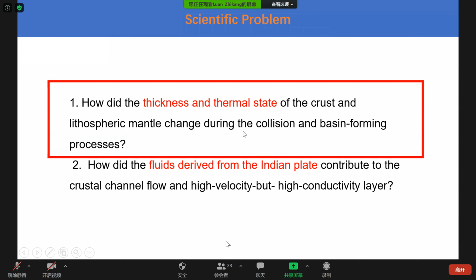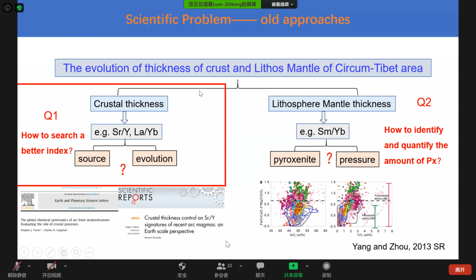And the next one is how did the flows derived from the Indian plate contribute to the crustal channel flow and the high velocity but high conductivity layer? The first step, we pay attention to the first one, the evolution of thickness of the crust and lithosphere mantle of the circum-Tibet area.